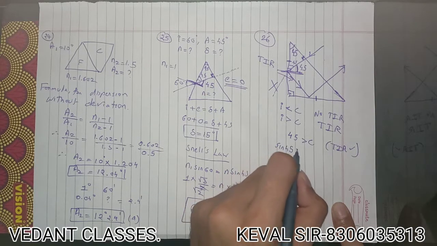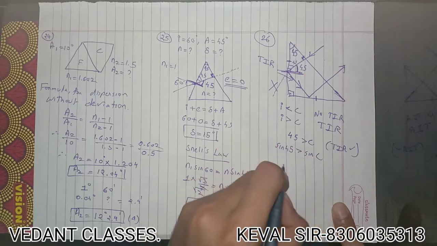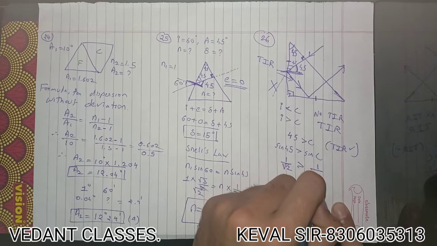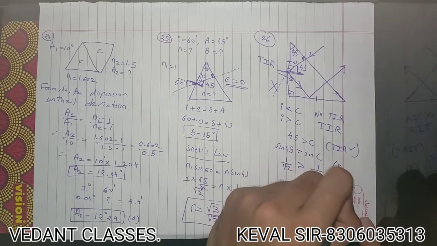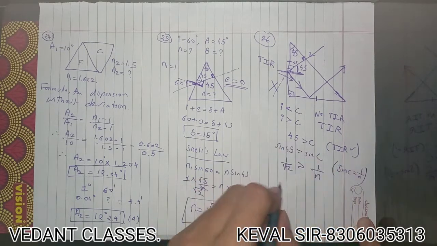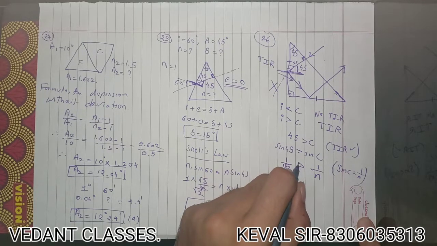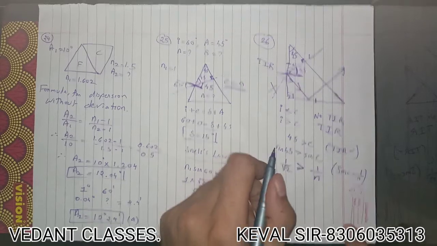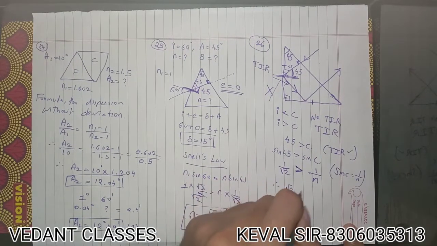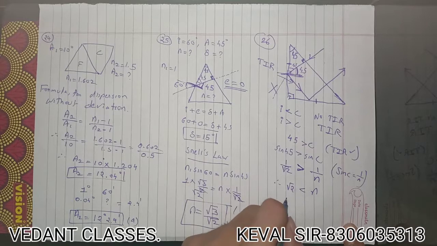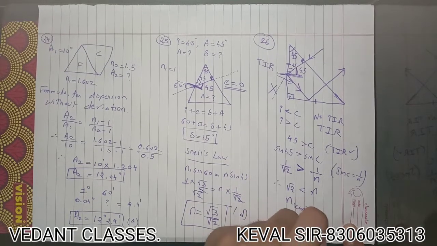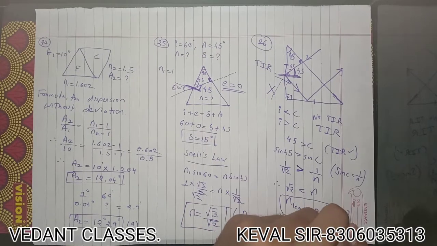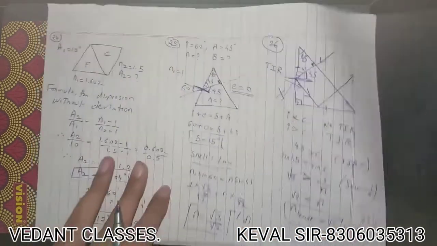So this will be sin 45 is greater than sin C. So this will be equal to 1 by root 2, and applying the formula for sin C, sin C is equal to 1 by n. Now if we take the reciprocal, you need to change the inequality. So this will be root 2 less than n. So the least value of n is equal to root 2, and therefore option A is the correct answer in this one.